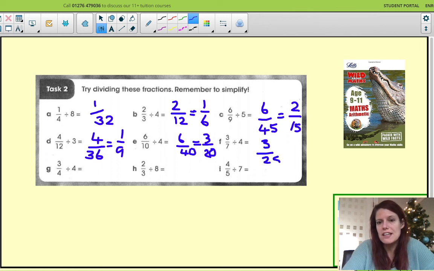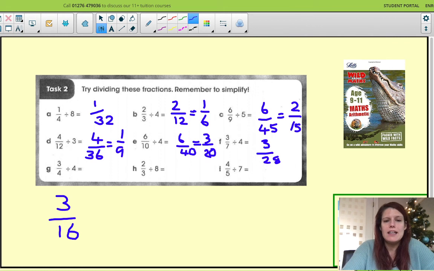Right, I'm writing underneath now for G to I. 3/4 divided by 4. Where am I, G? That is 3/16. We don't need to do anything else with that one. 2/3 divided by 8. That's 2 over 3 times 8, which is, of course, 2/24. So again, we could divide this one by 2 to make 1/12.